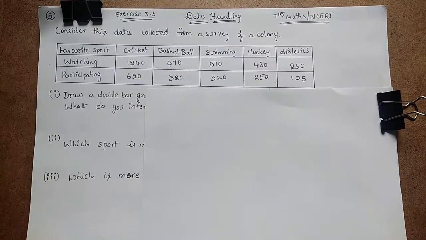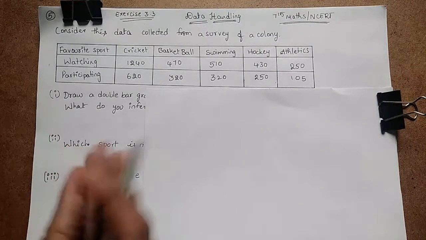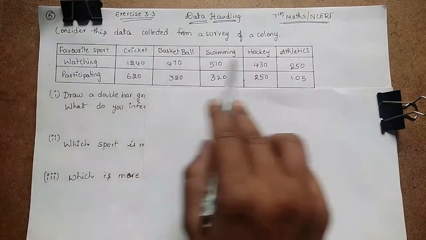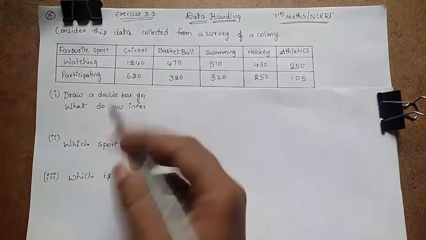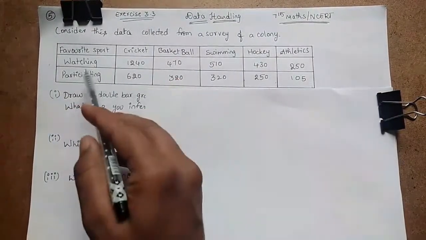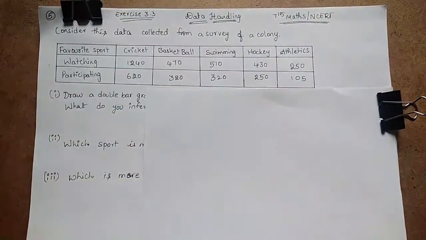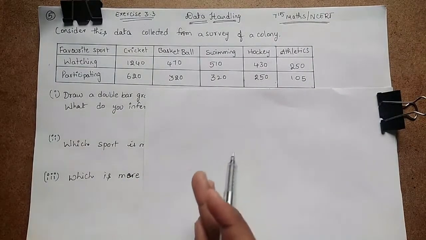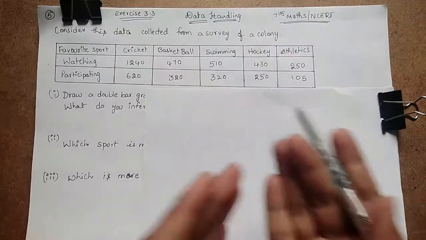Now what we have to do is make it into a double bar graph. Why double bar graph? A single bar graph means one set of data is collected. Here two sets of data are given: one is watching and another one is participating. So we have to draw a double bar graph to show the given data.